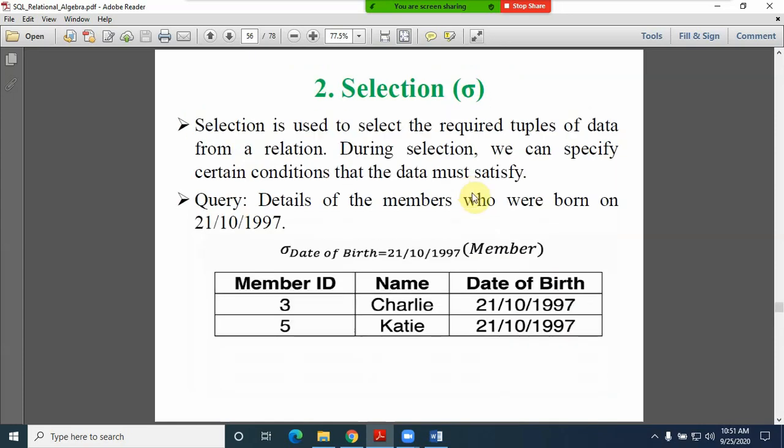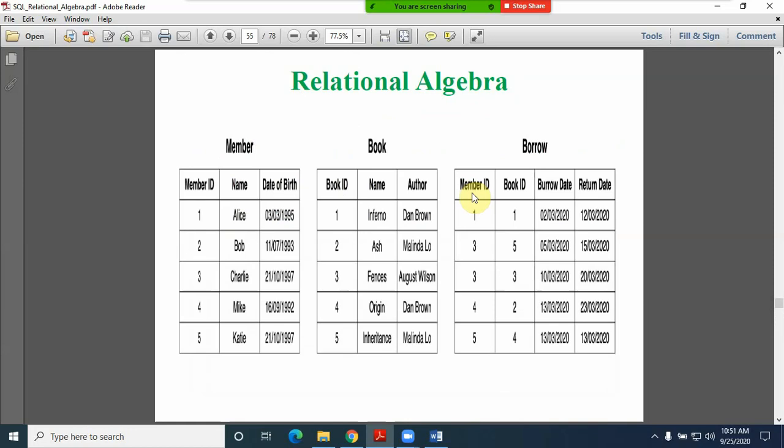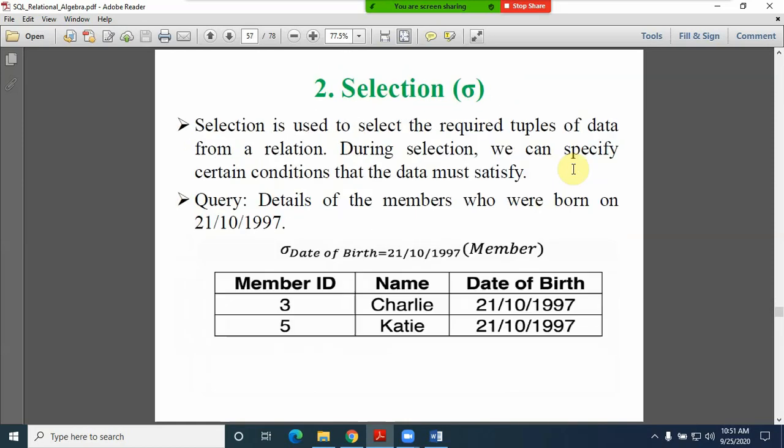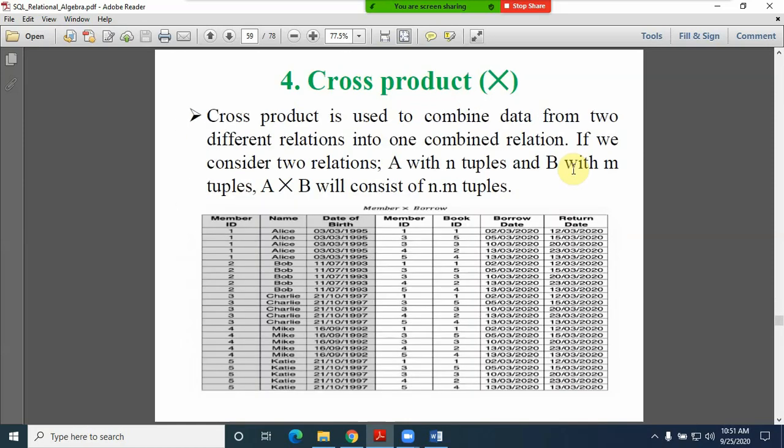So let us see how many records were there in the first table. How many records are there, friends? 5 records. And in the borrow table we also have 5 records. So how many records in total can we expect? 25 records. The reason is the first table has 5 records and the second table has 5 records. As we are applying the cross product, each and every record in each table is mapped with the other table's records. So automatically 5 into 5, a total of 25 records, will be output.